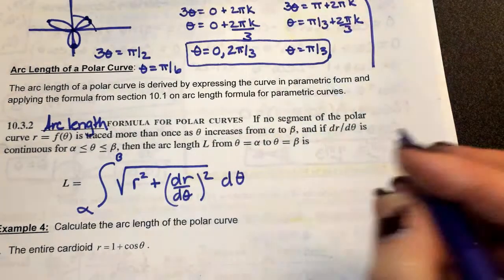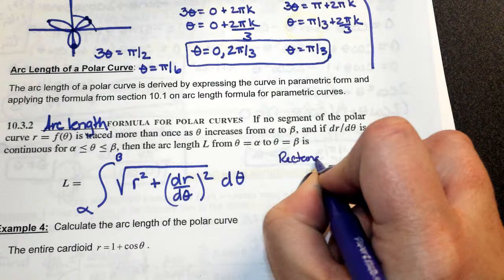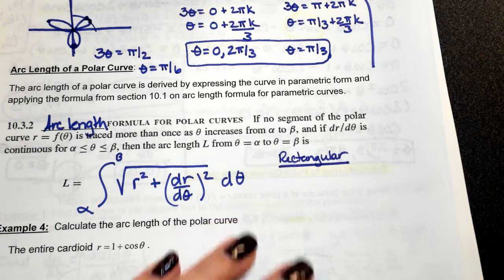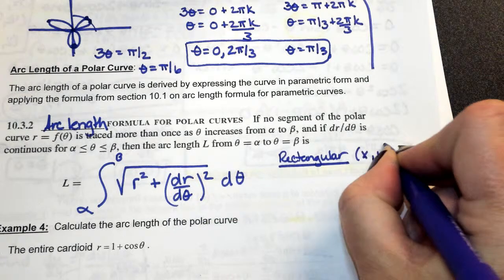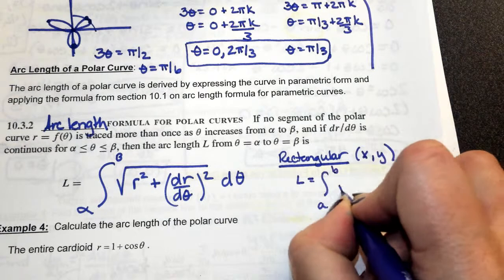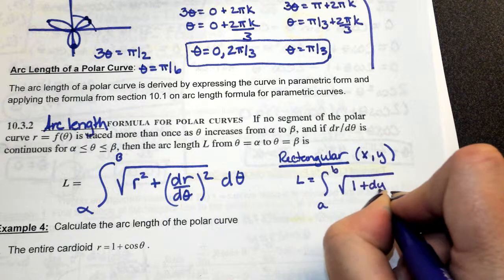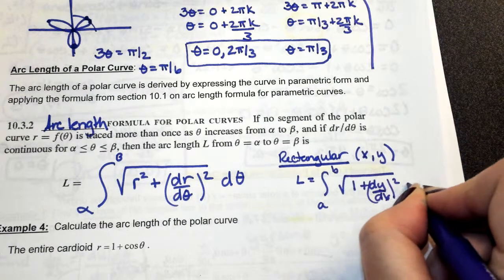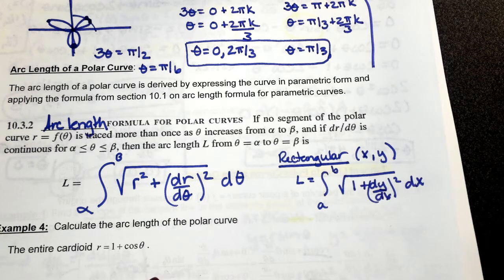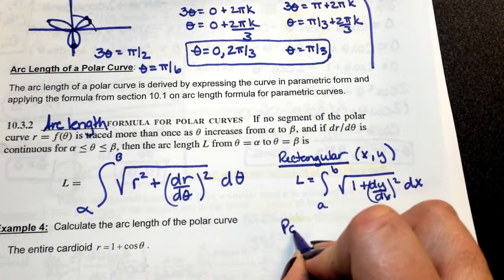Just a reminder of the other formulas. If you're trying to find arc length for rectangular, and remember this is where you're dealing with x and y, the arc length formula is going to be from a to b, the square root of 1 plus dy dx squared dx. That was back in chapter 6. We did it back in chapter 6. That's why I'm writing it down. Parametric.